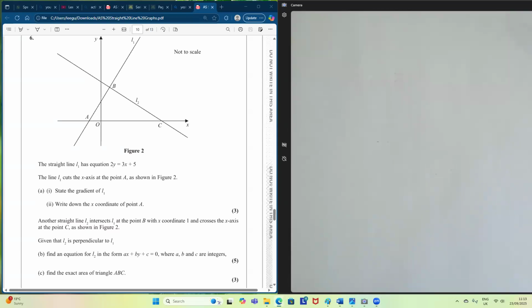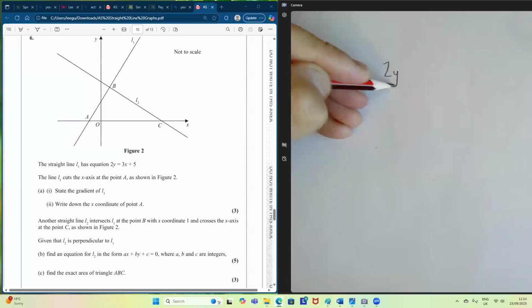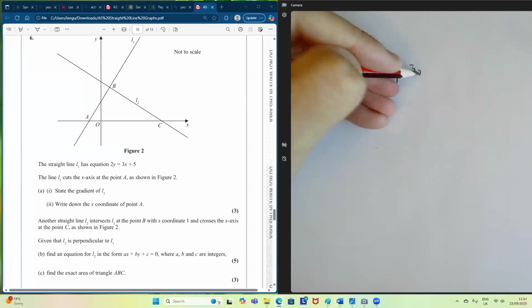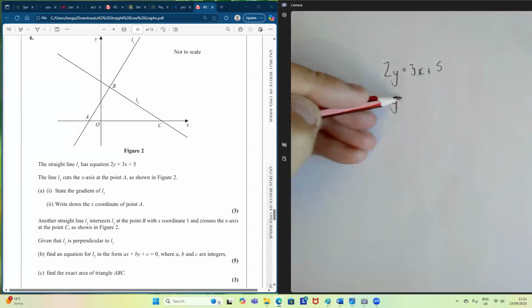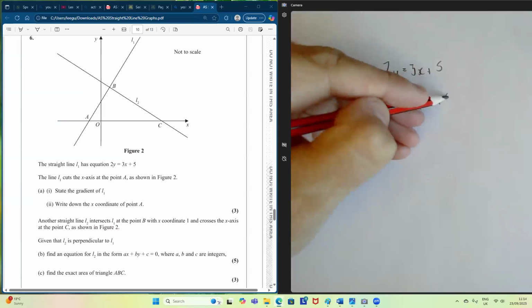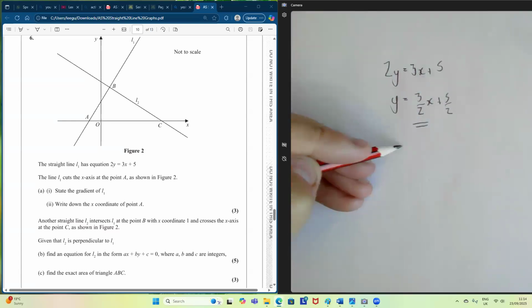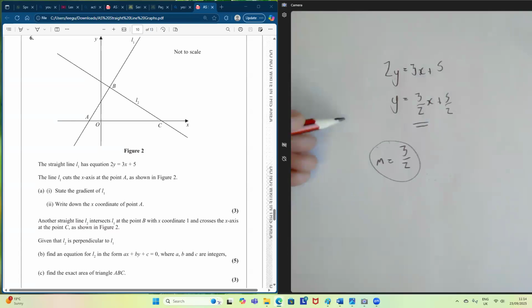gradient of L1. So in order to find the gradient of L1, we just need to rearrange it, okay? So we have our equation of L1 is 2y is equal to 3x add 5. We're just going to rearrange this into the form y equals mx plus c by dividing by 2. So we have 3 over 2x add 5 over 2. So our gradient is 3 over 2. And that's our answer for part A, part 1.